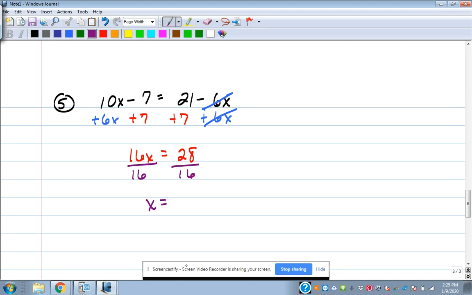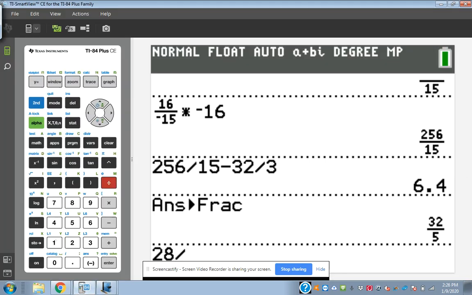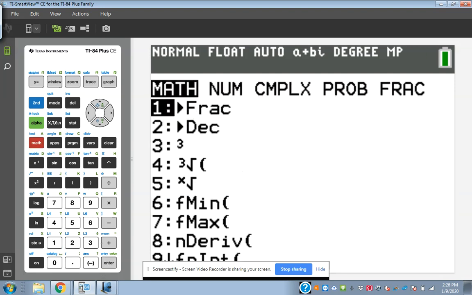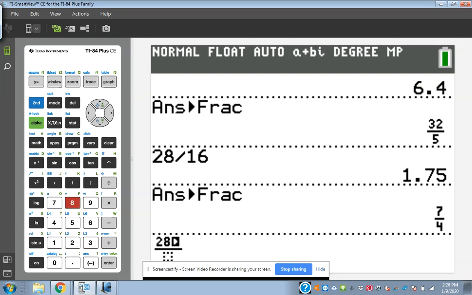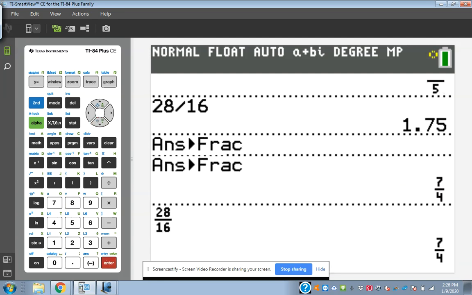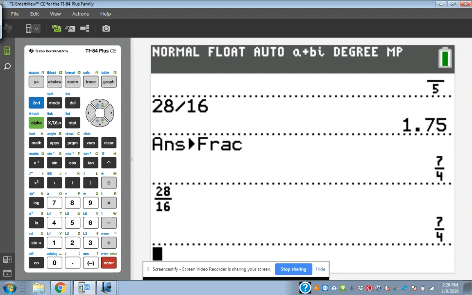And then 16 doesn't go into 28 evenly. But what does? 4 goes into both of them. 4 goes into 28 and into 16. And here's the thing, if you use your calculator, then you do 28 divided by 16, and then hit math, enter, enter, it'll reduce that fraction for you. Okay. If you use the fraction button, alpha y equals 28 over 16, it'll reduce it for you like that. Okay, so keep in mind that you have that tool that you can use.